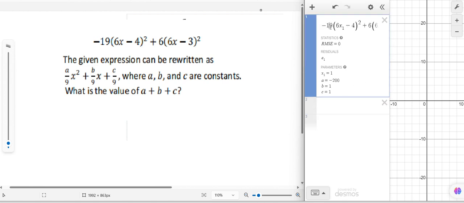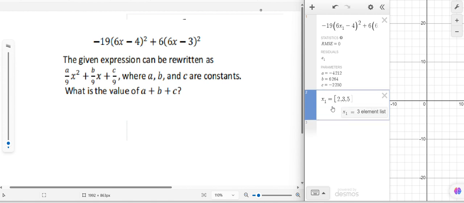As I have typed these two expressions like this, replacing x by x1, we have to find the value of a plus b plus c. For that, let us list the elements and check. Three constants, three elements. So the value of a plus b plus c is equal to minus 198. This complex-looking question can be solved very easily in this way.